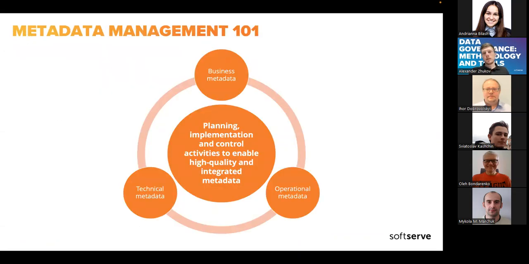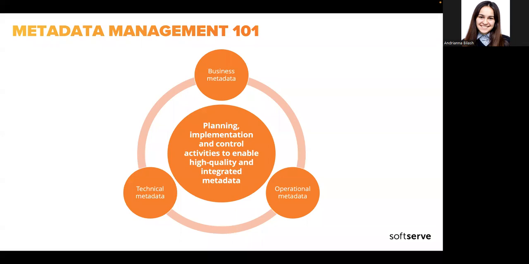So the first knowledge area I would like to talk to you about is metadata management. According to DAMA, metadata management is a process of planning, implementation and control to enable high quality and integrated metadata. Integrated means that the metadata typically comes from many different sources. A typical organization might have hundreds or even thousands of data sources. Each data source has its own meta model, and everything has to be integrated in a single metadata management system. And it has to be high quality metadata, which means it has to be complete, accurate, up to date, and so on.